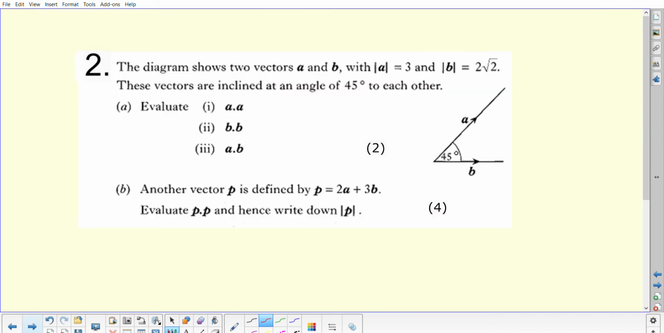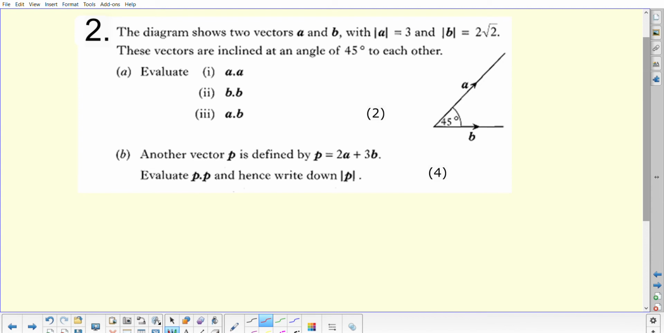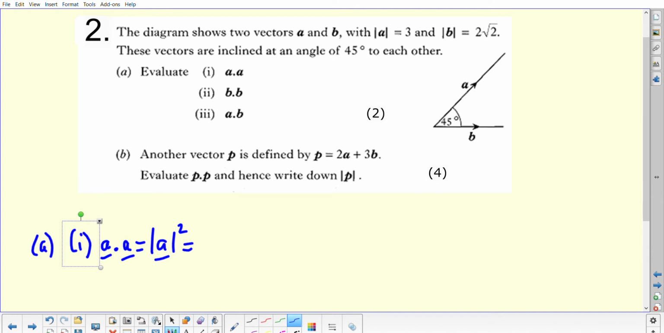So the next question for this, you need to make sure you read all your information here. So to begin with, part A, you've got two vectors A and B, two different magnitudes there, you've got an angle of 45 between them, and you're asked to evaluate A dot A. So using your standard result, that would be magnitude of A squared, which would be 3 squared, which would be 9.